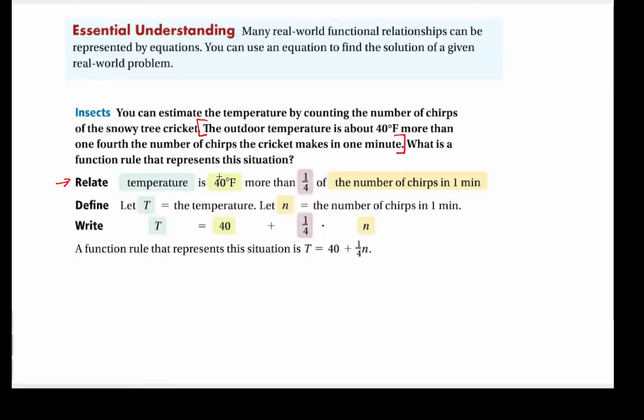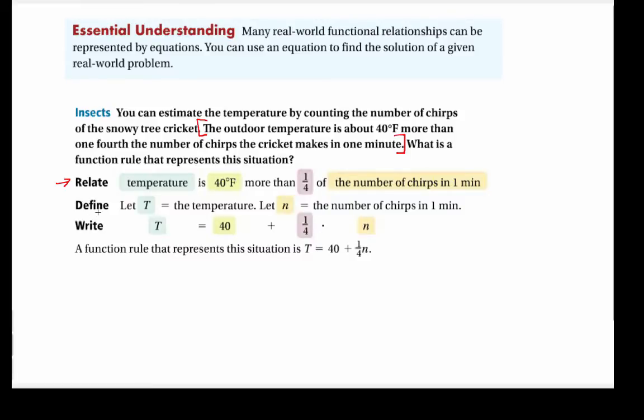And you can see here in my relate here, we've got a blue box around temperature, a yellow box around 40 degrees Fahrenheit, purple around 1/4, and then yellow around the number of chirps in 1 minute. Those are the mathematical parts of this. Now we have the word is and the words more than. So those are operational or relational tools. Is means equal, more than means add.